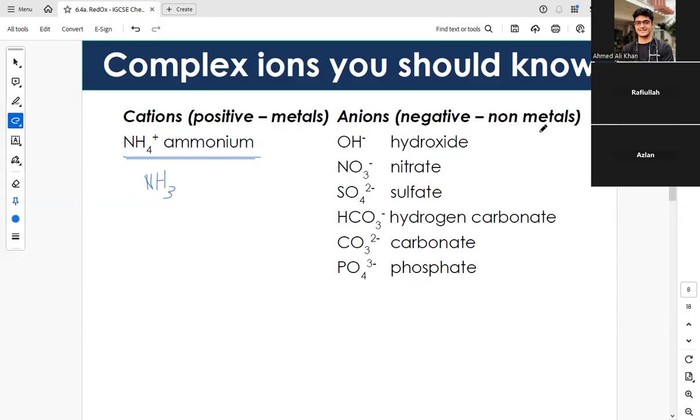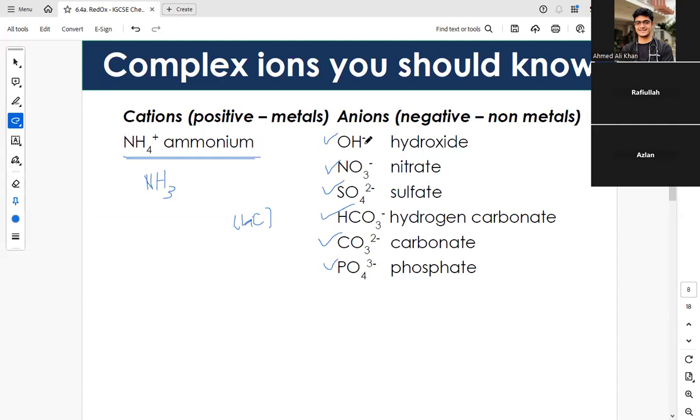The anions, on the other hand, are negatively charged ions, and इसमें the ones that you should absolutely remember are hydroxide, nitrate, sulfate, hydrogen carbonate. It's not really called hydrogen carbonate, it's known as bicarbonate. ठीक है, bicarbonate is the other one. You should also know about carbonate and phosphate.